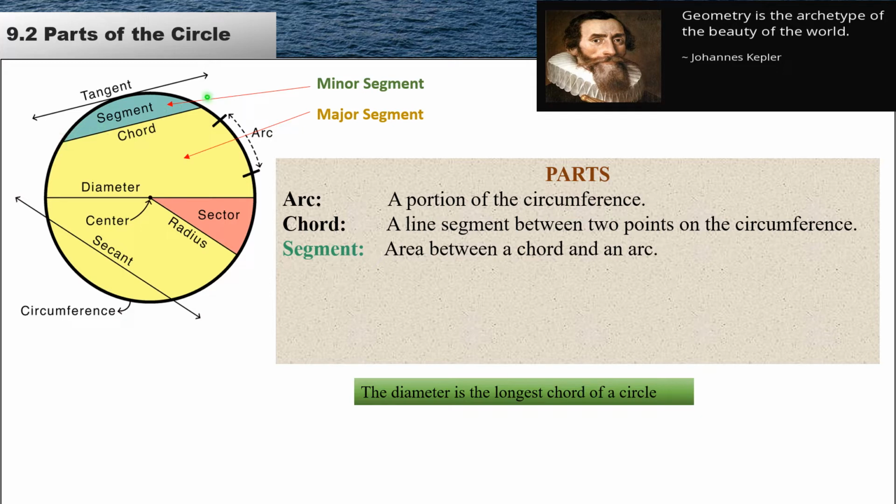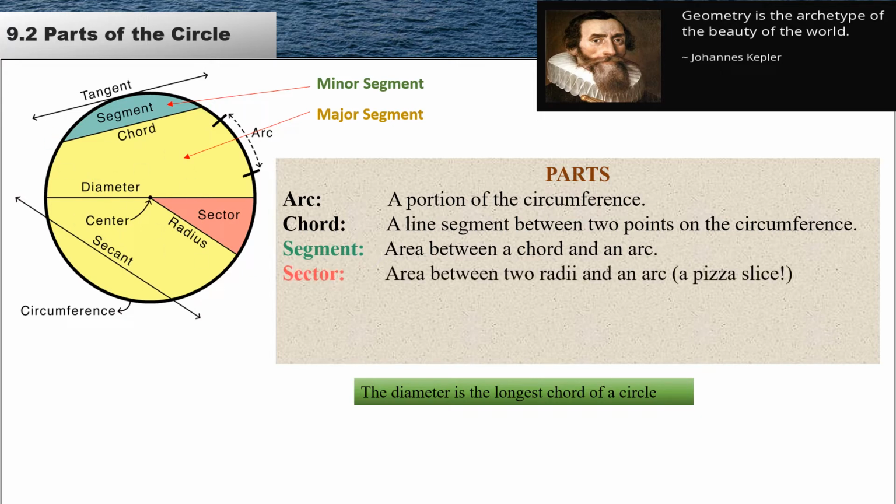We could clearly see the chord, and here is the arc. That is a segment, and for the major one, the chord will be this chord as well. The arc would be this entire distance here, right? So it's the area between those two things.